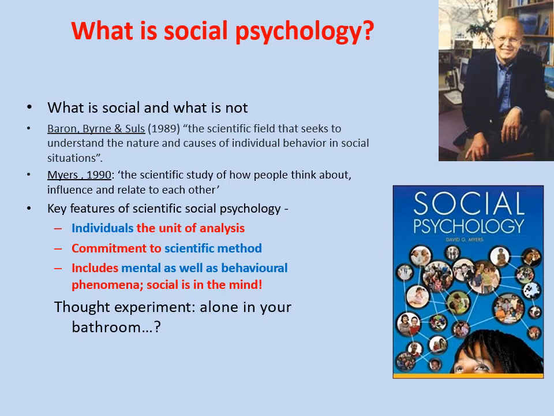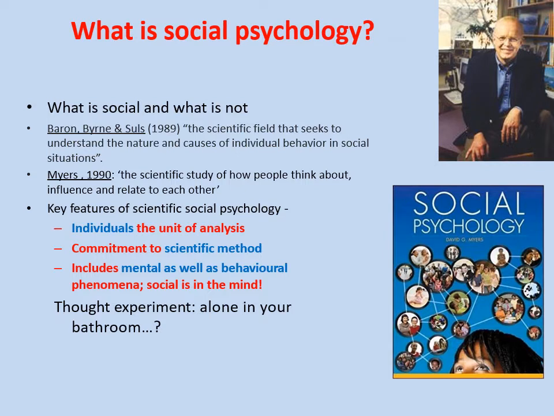Baron and Byrne define social psychology as the scientific field that seeks to understand the nature and causes of individual behavior in social situations. And David Myers, whose picture you can see on the upper right-hand corner, the author of probably the most popular and most widely published social psychology textbook, defines social psychology as the scientific study of how people think about, influence, and relate to each other.